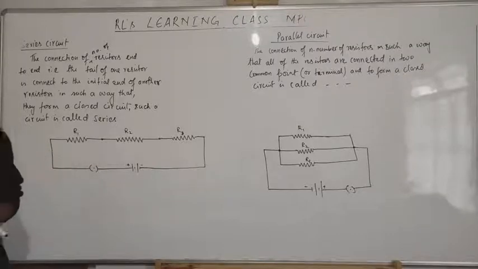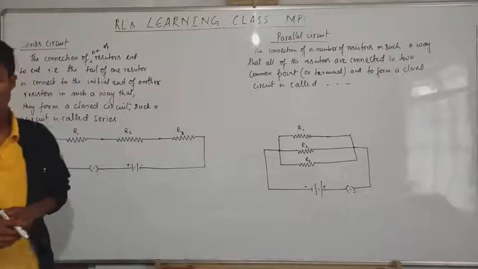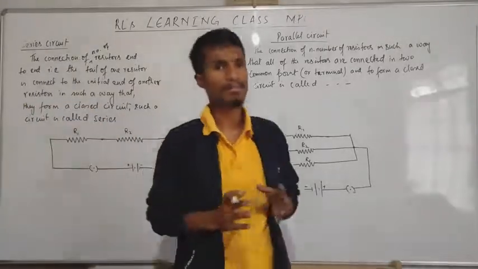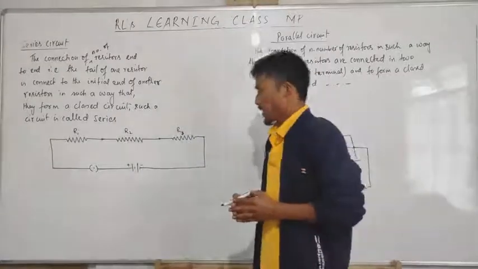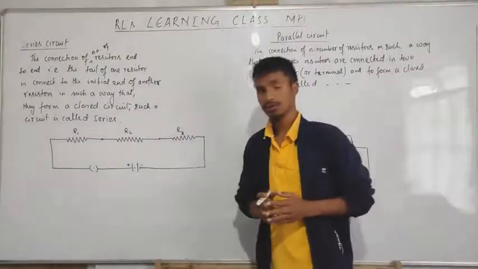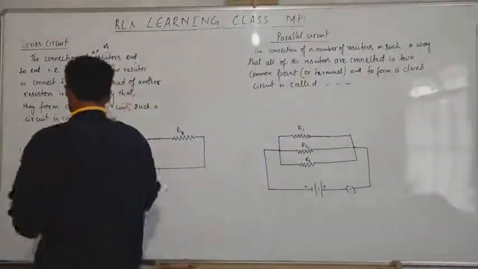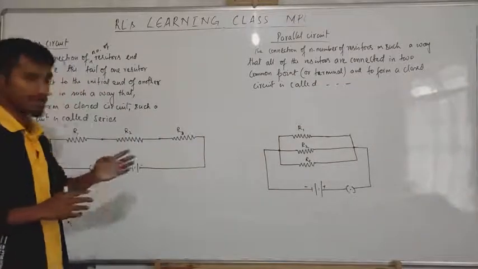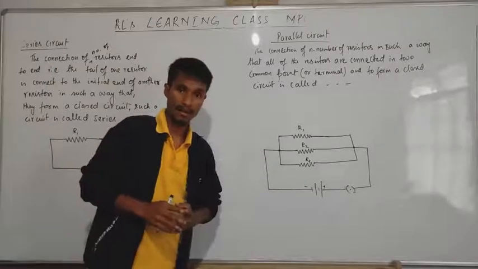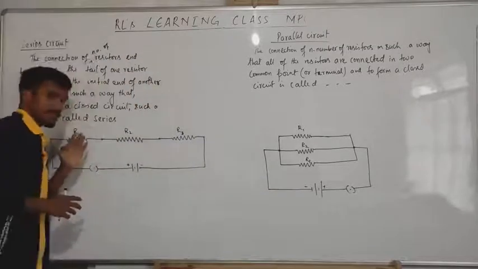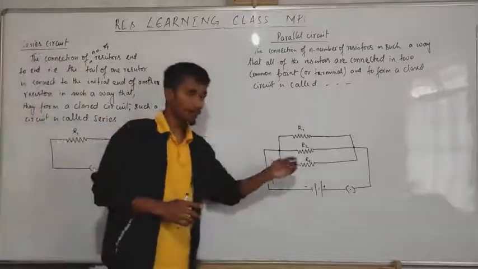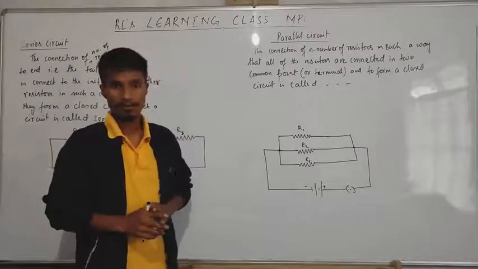Okay, now where is the difference between these two? What are their advantages? Which one has more advantages, this one or this one? You can guess. I'll explain to you, then you tell me which one has more advantage. Here, the resistors are connected in series. Here, the resistors are connected in parallel. But here, the total resistance overall is very large, and here, the total resistance overall is very small.